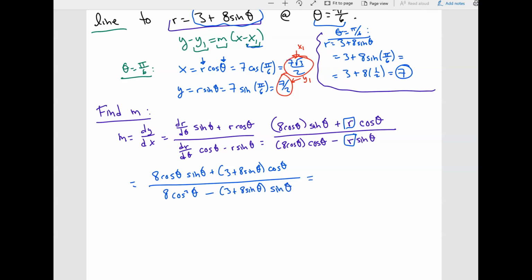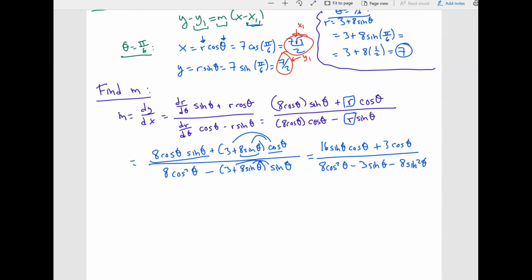On the top, I'm going to distribute this out, and I see that this and this are the same, so that gives me 16 sine theta cosine theta plus 3 cosine theta. On the bottom, I have 8 cosine squared theta minus 3 sine theta minus 8 sine squared theta. Not the prettiest thing in the world, and you can reduce this using many identities, but I'm just going to leave it like that.